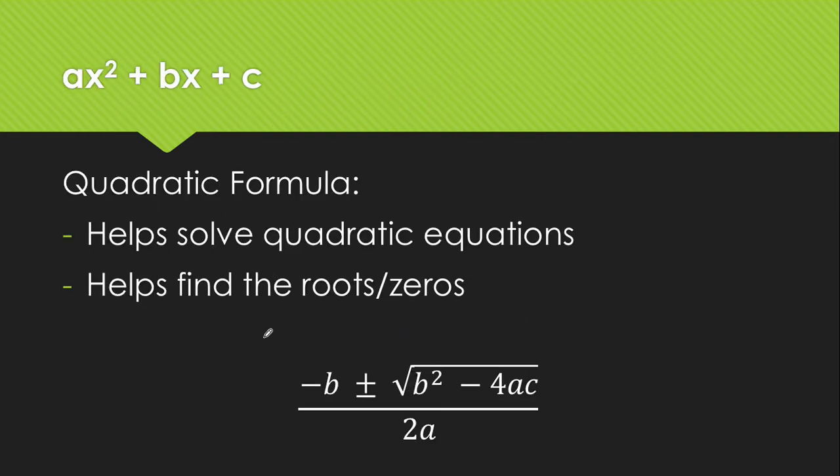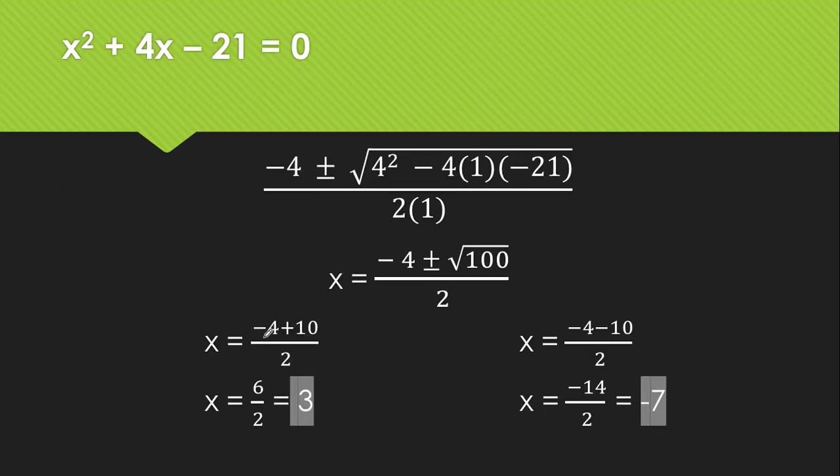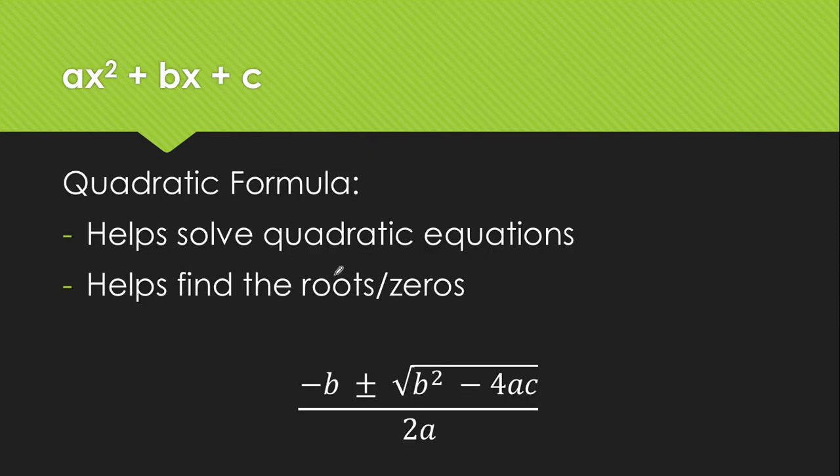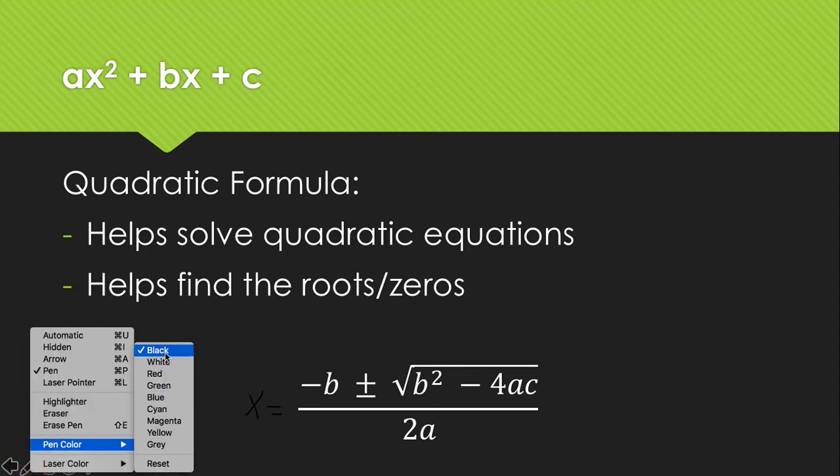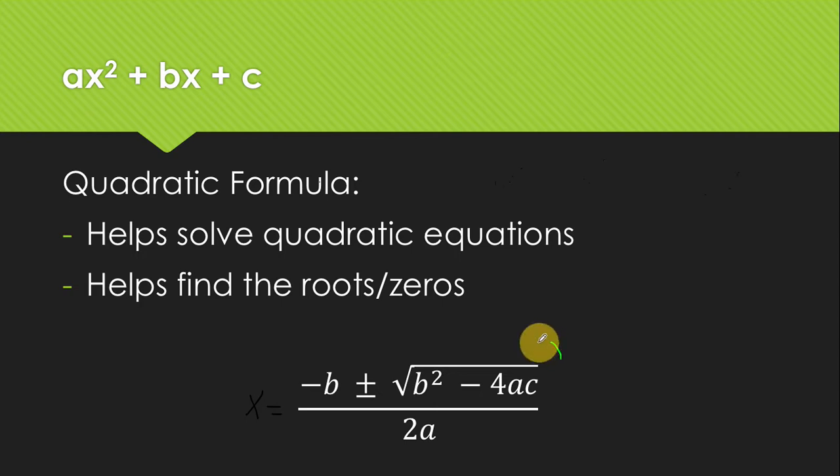This class, we're going to use the quadratic formula. Now, honestly, the quadratic formula is going to help us when we can't factor something. And yes, there are times when you cannot factor. And these are the times where we would use that quadratic formula. Okay. So I have x squared plus 4x minus 21 equals 0. So let's make sure, if you do not have the quadratic formula written down, please pause the video and write this down.